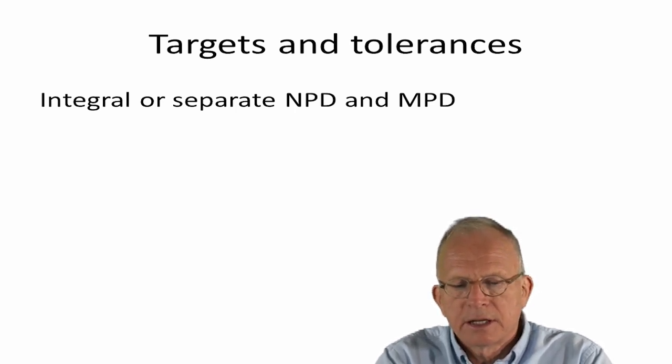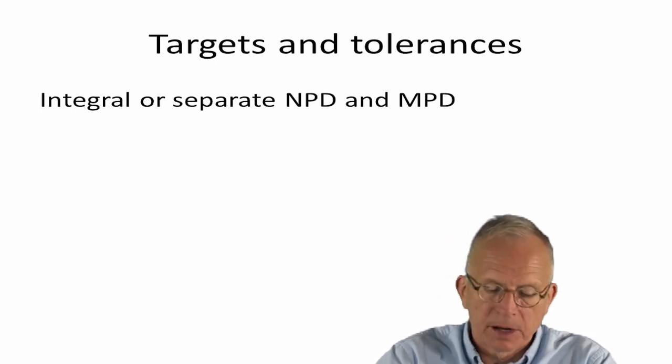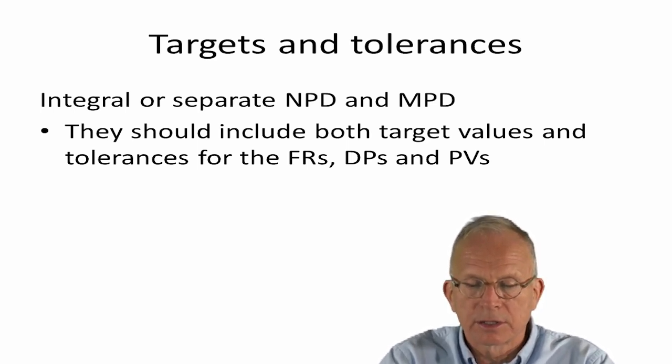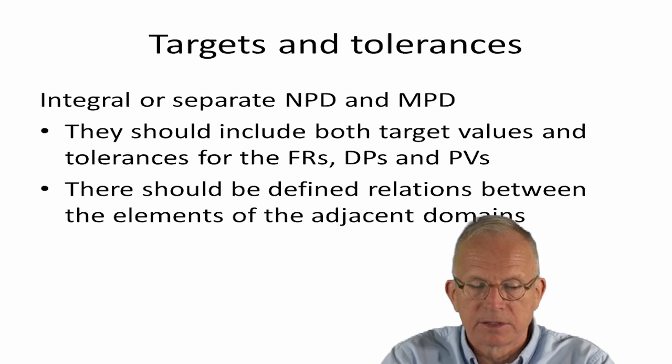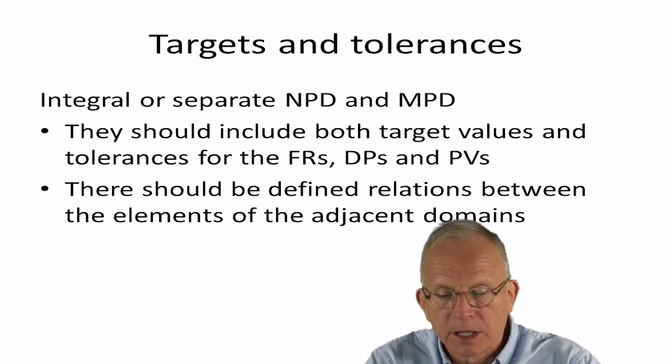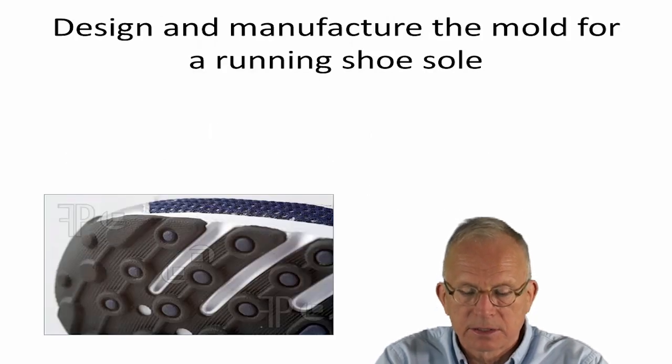So targets and tolerances. We're looking at either integral or separate new process or manufacturing process developments. This material can be applied to either. And they should include targets, both target values and tolerances for FRs, DPs, and PVs. There should be defined relations between the elements of the adjacent domains.